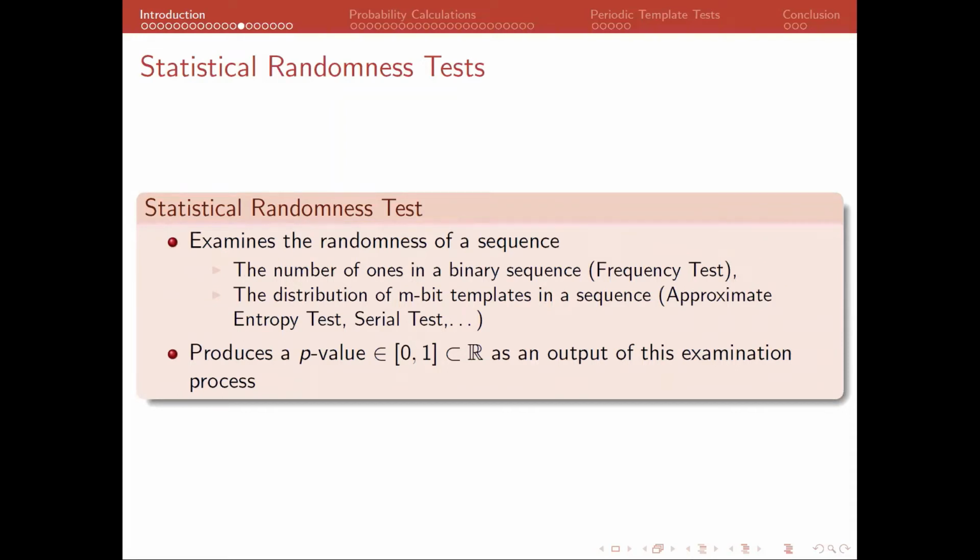So we have some tools from statistics. One of them is the statistical randomness test. Given a sequence, we examine some properties of the sequence and try to conclude whether the sequence is random or not. This is called hypothesis testing. For example, the number of ones in a binary sequence is one of the criteria. If there are few ones or few zeros in the sequence, we assume that the sequence cannot be random. Other tests look at the distribution of m-bit templates, like approximate entropy, and there are several tests in this test suite. As a result, a p-value between 0 and 1 is produced. The details can be found in any statistics book.